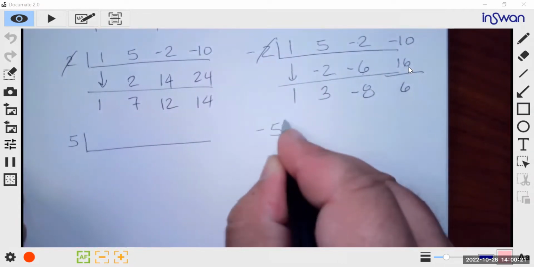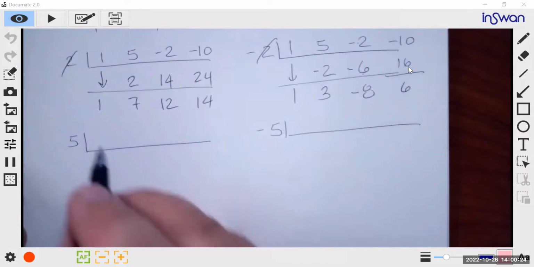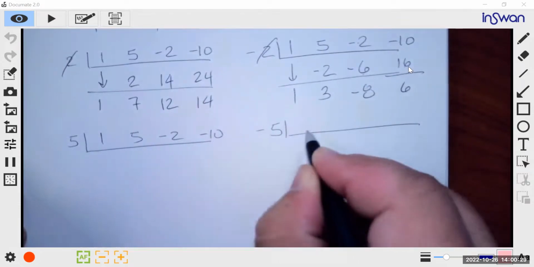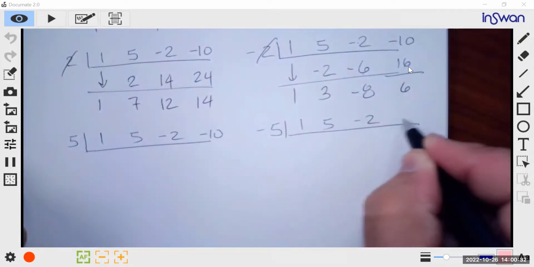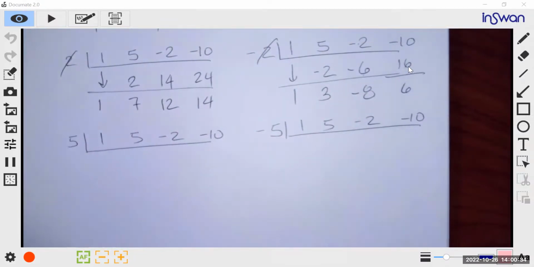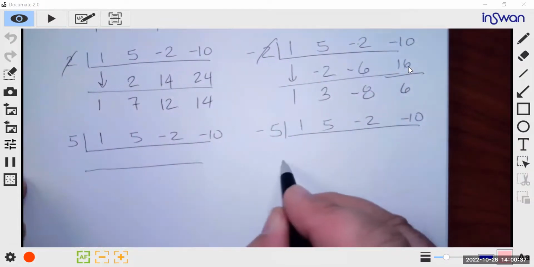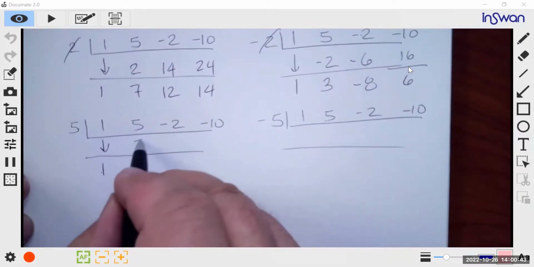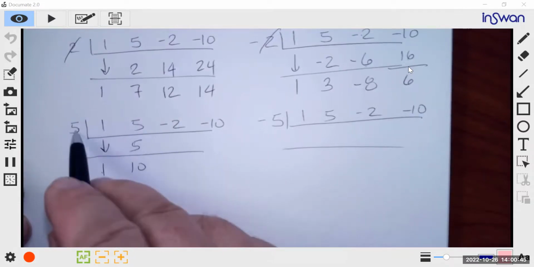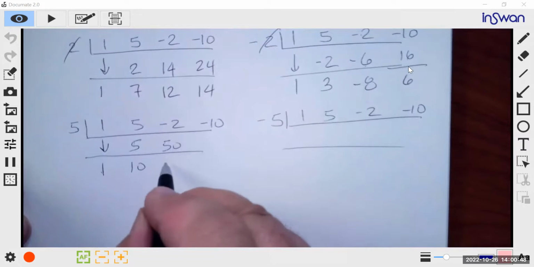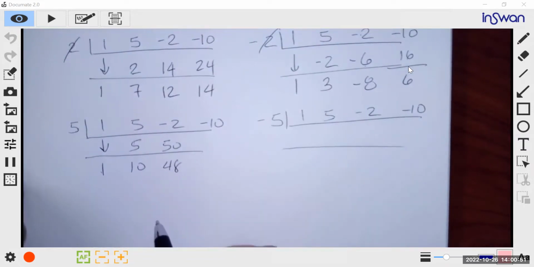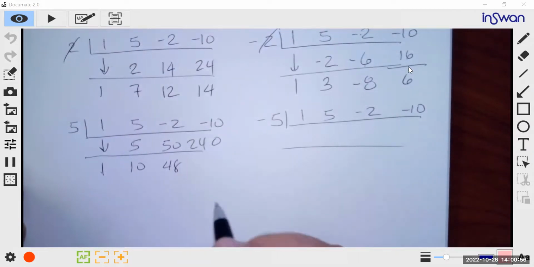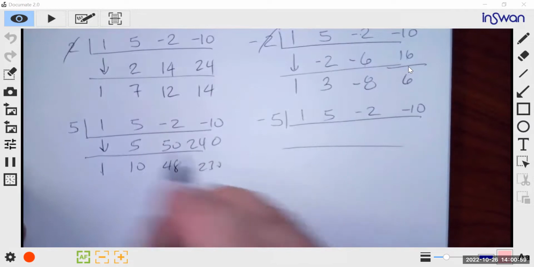Try 5 and -5. 1, 5, -2, -10. 5 times 1 is 5. 5 plus 5 is 10. 5 times 10 is 50. Minus 2 is 48. It's not going to get close. 240, minus 10 is 230. Nope.